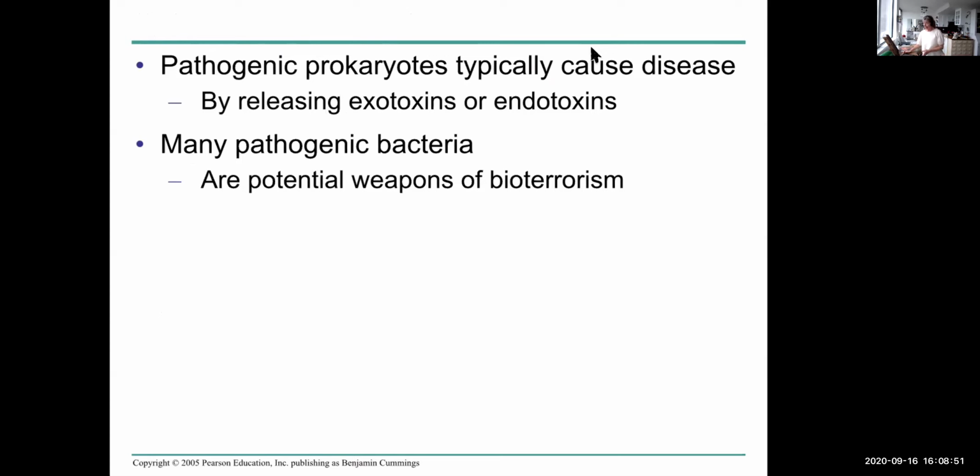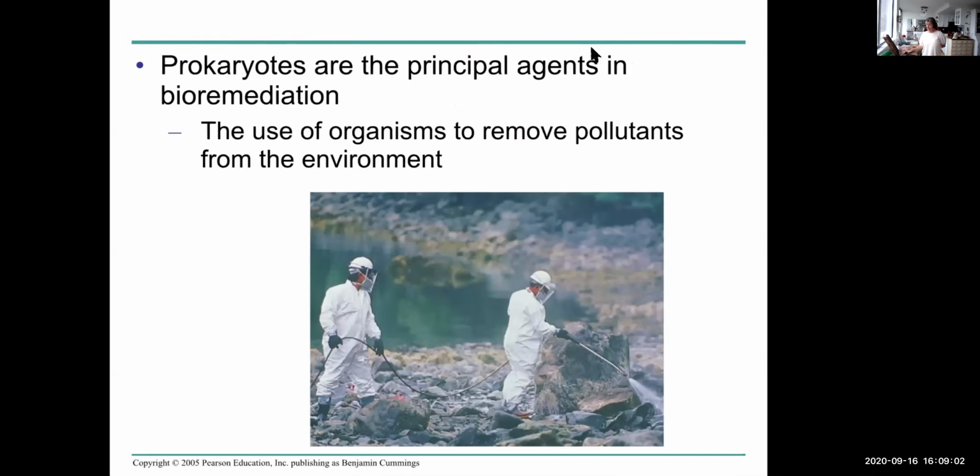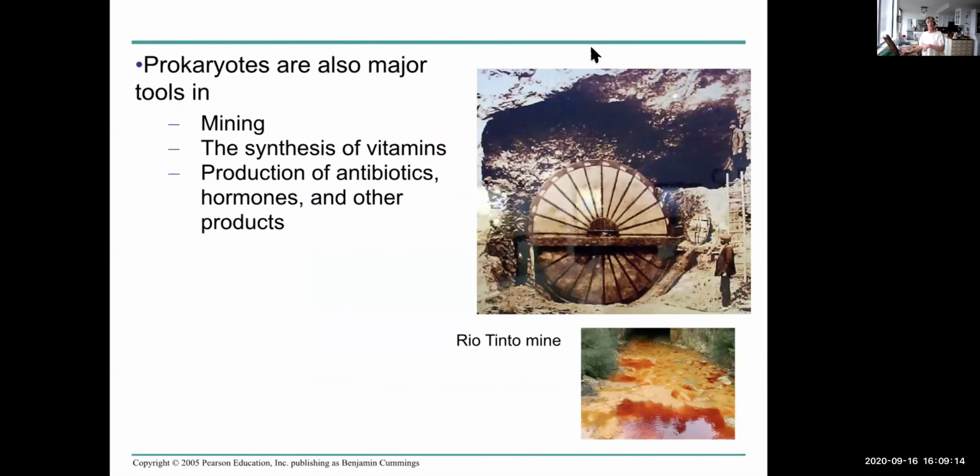Typically, disease is caused by the release of exotoxins or endotoxins, and some are potential weapons of bioterrorism. But we also use bacteria for such things as bioremediation, so we can use them to clean the environment, because bacteria can sequester toxins. We can also use bacteria in such things as mining, the synthesis of vitamins, the production of antibiotics and hormones, and other products.